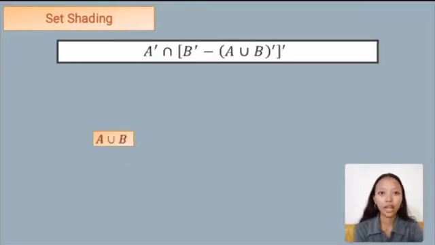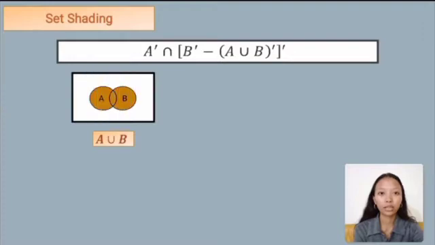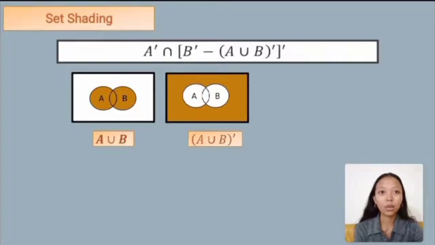First, we're gonna shade the A union B, which means we're gonna shade everything in the circle A and in circle B, which would look like this. Next is the open parenthesis A union B close parenthesis prime. For this, we're gonna shade everything else outside the circle A and the circle B, which would look like this.